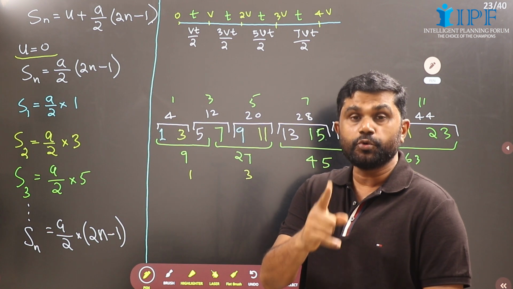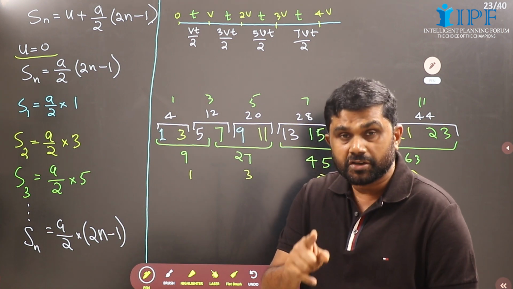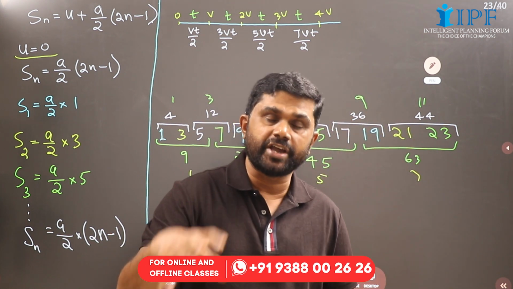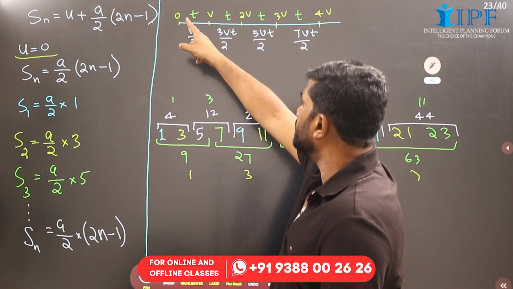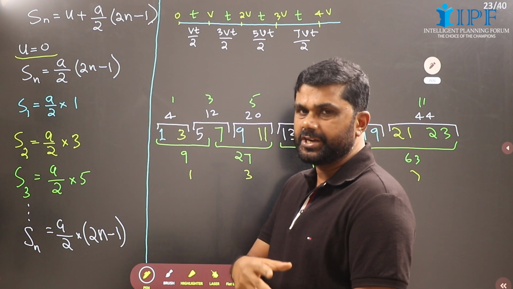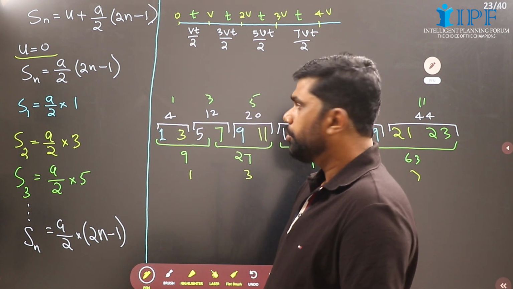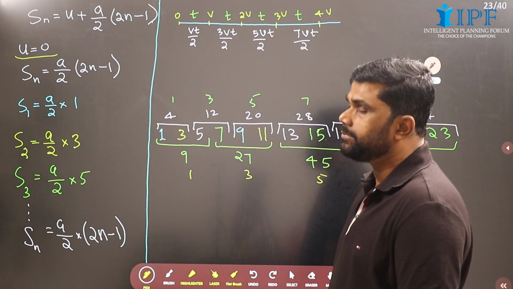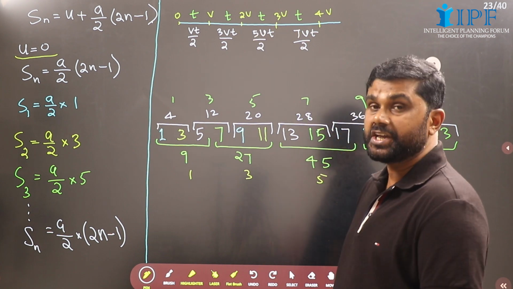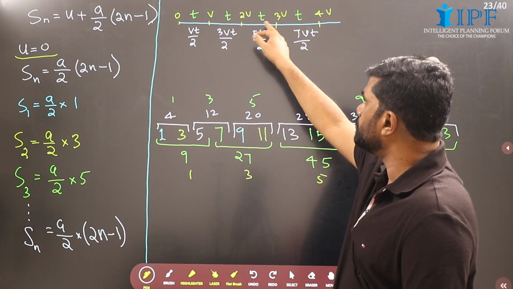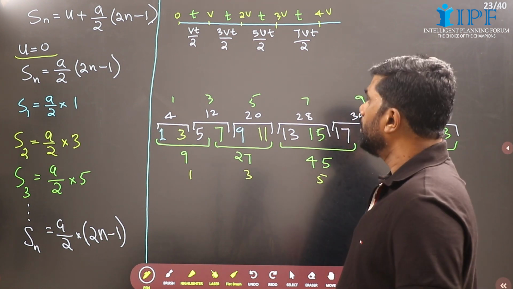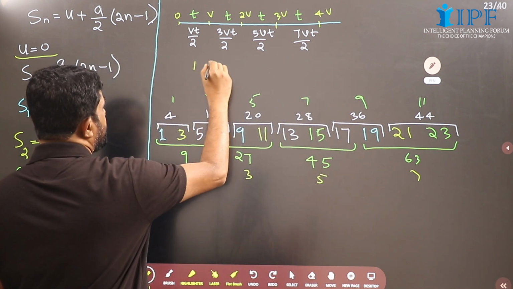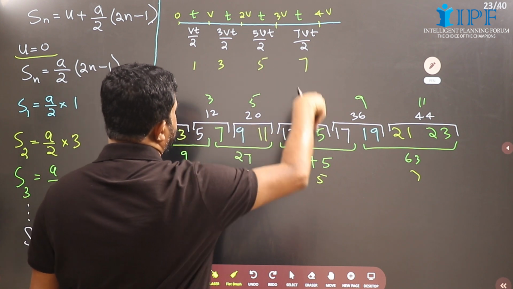When the body is moving with a constant acceleration, the average velocity is the arithmetic mean of the initial and final velocities, and displacement is always average velocity into time. Here it will be 0 plus v by 2. V by 2 is the average velocity, and the displacement will be vt by 2. In the next interval, 3v by 2 will be the average velocity, so the displacement will be 3vt by 2. In the next interval, 2v plus 3v, that is 5v by 2, will be the average velocity, and 5vt by 2 will be the displacement. Here also vt by 2 is the common factor, so the ratio of displacements will again be 1 is to 3 is to 5 is to 7, like that.